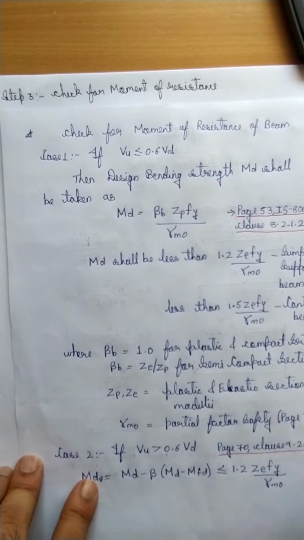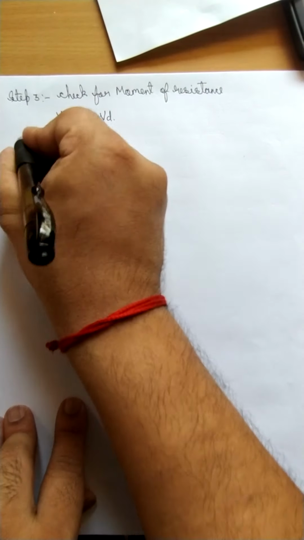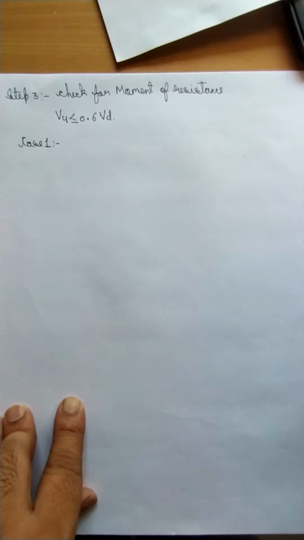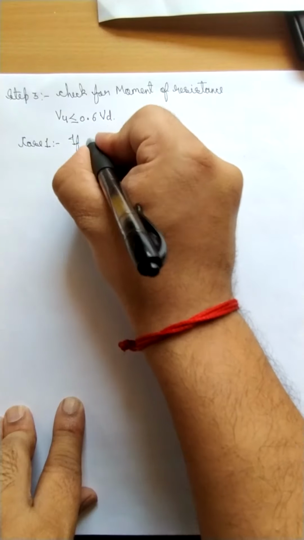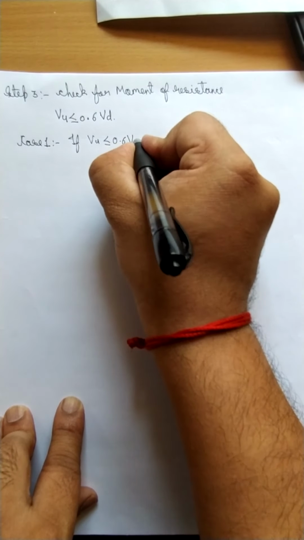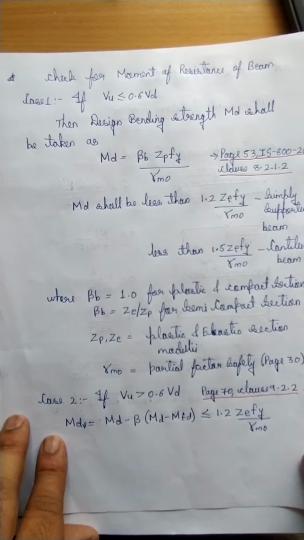So which case is it coming? So we know that VU is less than 0.6 VD, so it is case 1. So I will write here, it is for case 1. What is this case 1? If VU is less than equal to 0.6 VD. So for this, what should be taken?